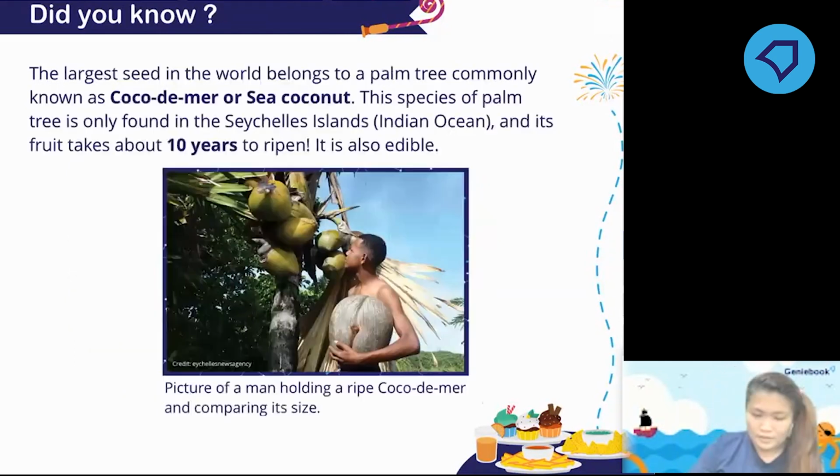Oh my god! And another one, the largest seed in the world, the Coco de Mer, which is the sea coconut. This island here is called the Seychelles Islands. It takes about 10 years for it to ripen. Imagine if you want to eat it, you need to wait 10 years to eat it. Okay, never mind.